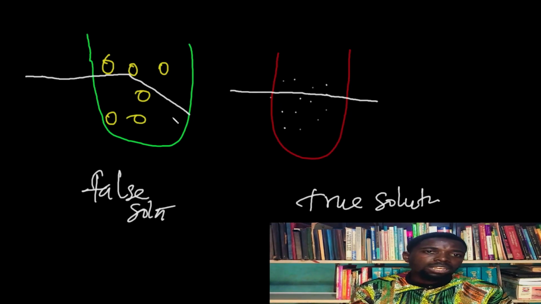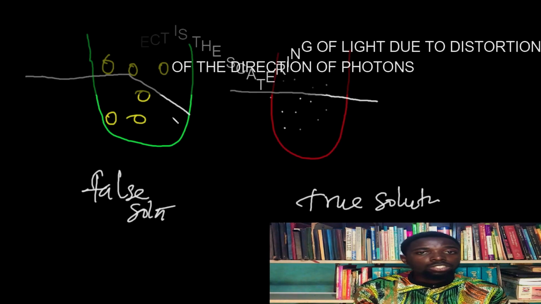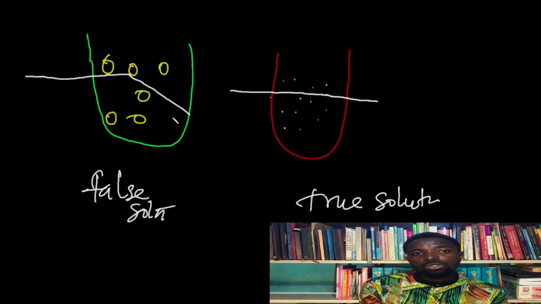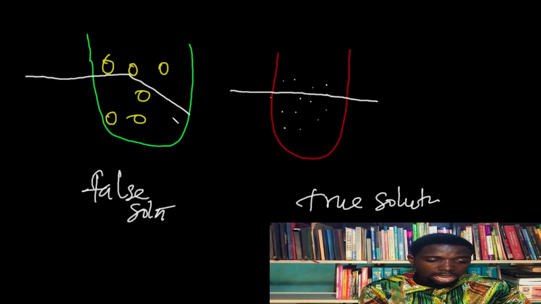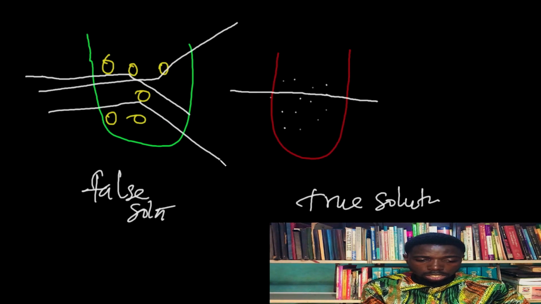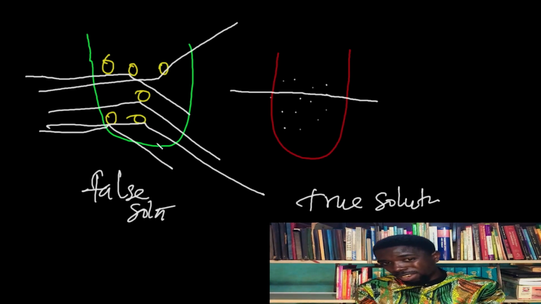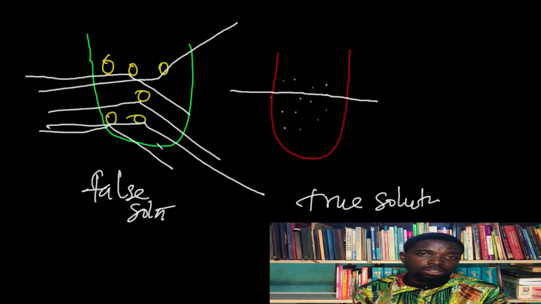So Tyndall effect is the scattering of light as a result of distortion of the direction of the photons. Once the direction of the photons or light ray is changed, that's what we refer to as Tyndall effect. So light rays could be traveling, and then they go through here, hit this, change direction, go through here, hit this, change, and so on. That scattering of light rays into different directions is Tyndall effect. And you notice that that property is not exhibited by a true solution. Why? Because the particles of true solutions are quite small, they are infinitesimal. With that said, we are done with the properties of true solution.